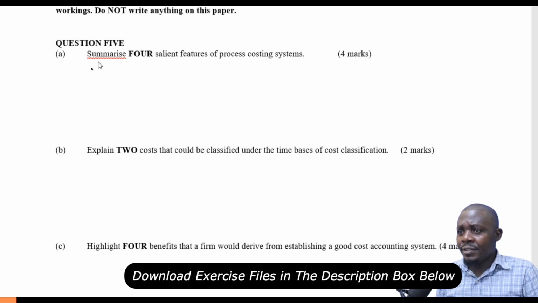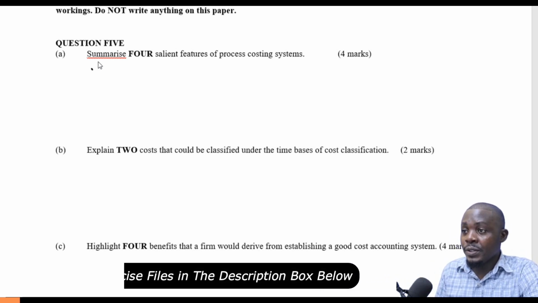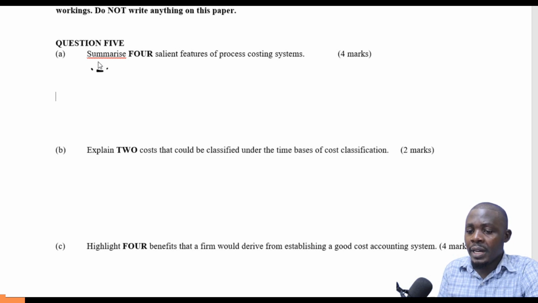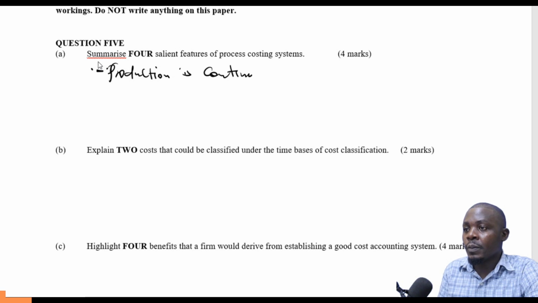Now let's start with the salient features. Salient features or the characteristics of a good process costing system. Number 1, we have the production is continuous. In a process costing, the production is continuous. Number 2, we can talk of the production is homogeneous.